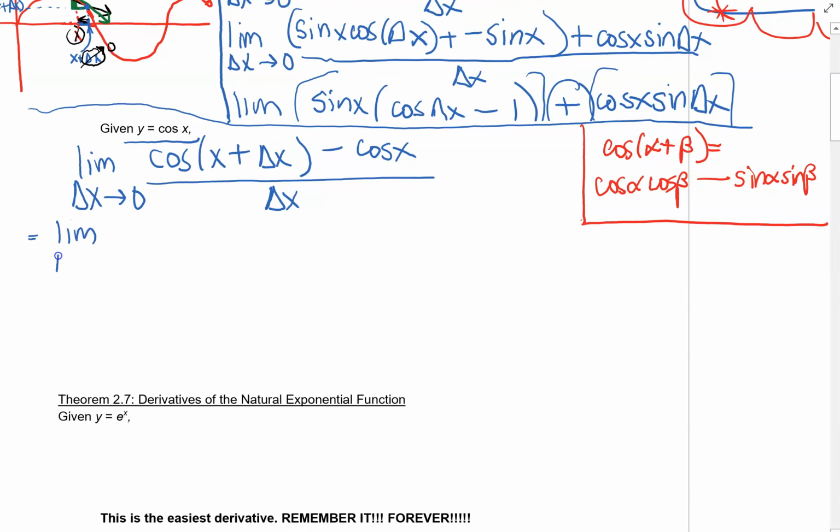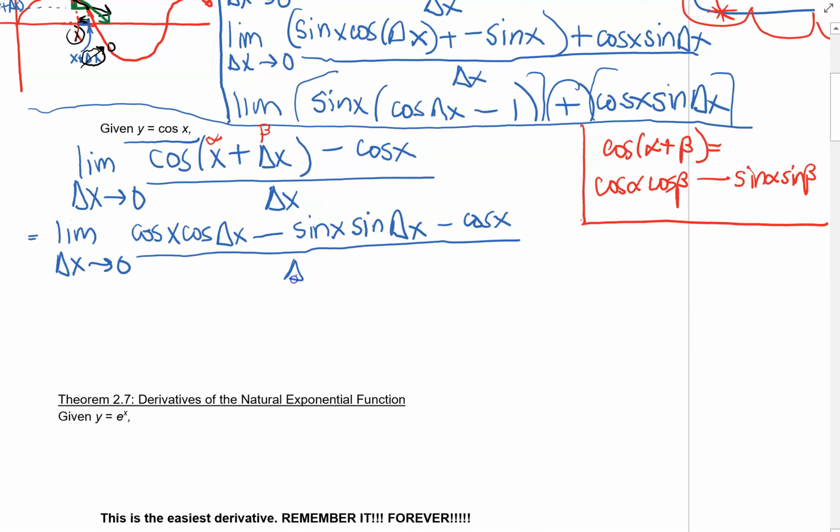So I have limit as delta x approaches 0. So I will rewrite cosine of x plus delta x as cosine of x times cosine of delta x minus, because I do opposite sign, sine of x times sine of delta x. Because remember, x is like the alpha and then delta x is like the beta. But that's just this first part. I still have to subtract away cosine x, and then all of that is over delta x.